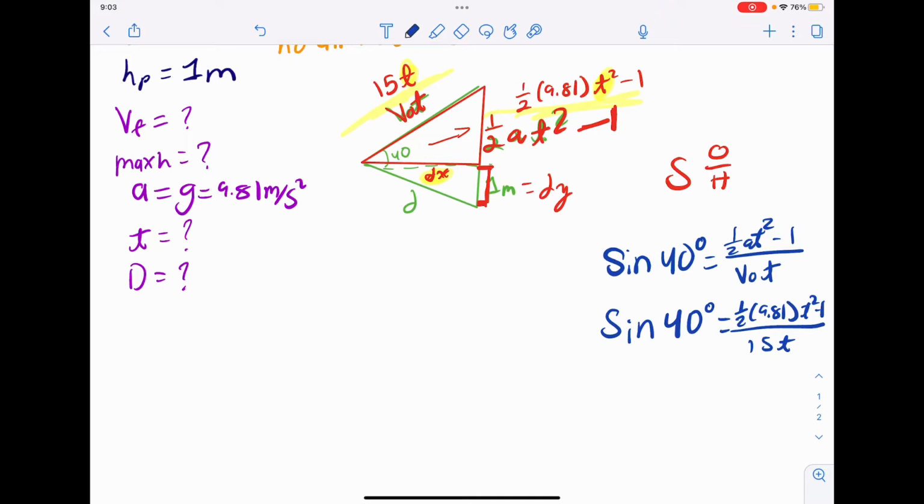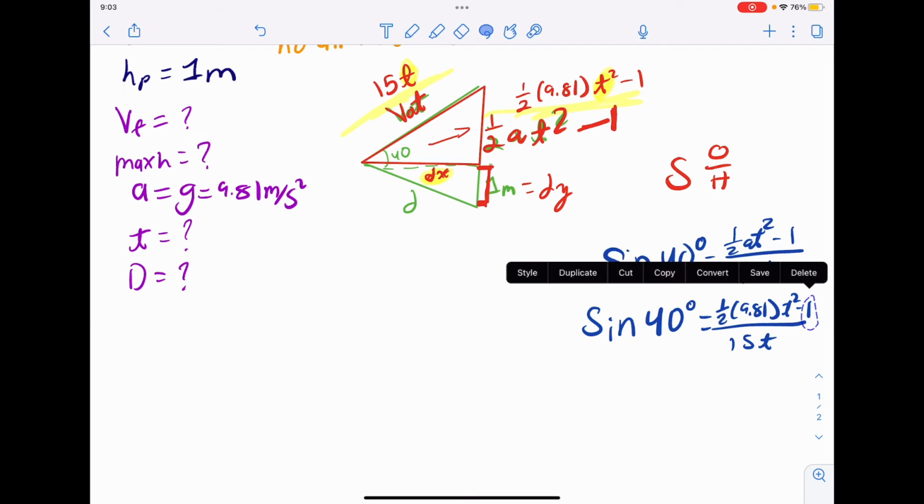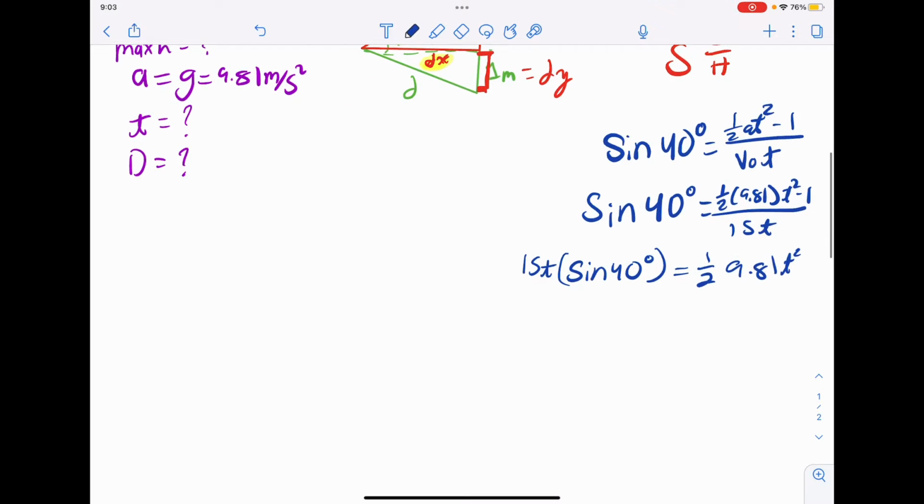So what happens here is the fact that this has both t and t squared. If we were to move things around, we'd still end up with sine 40 times 15t equals half 9.81 t squared minus 1, right? But we cannot divide by t, because if we divide by t, we also have to divide the 1 by t, and we end up with the same problem.